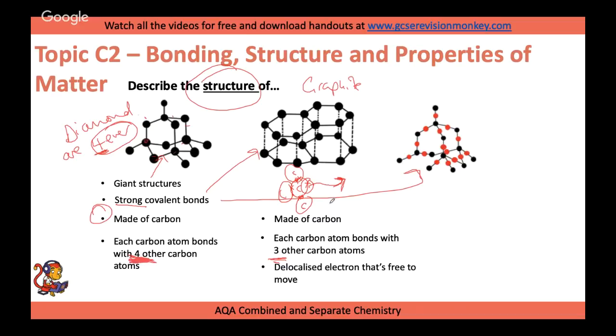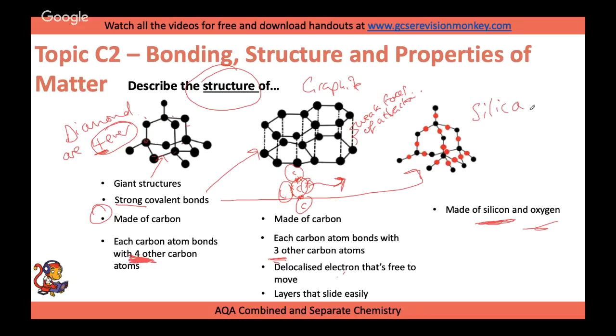The graphite has layers that slide easily, and between the layers you have weak forces of attraction, which means that they can slide very easily. Silicon dioxide then is made out of silicon and oxygen, and is sometimes called silica.